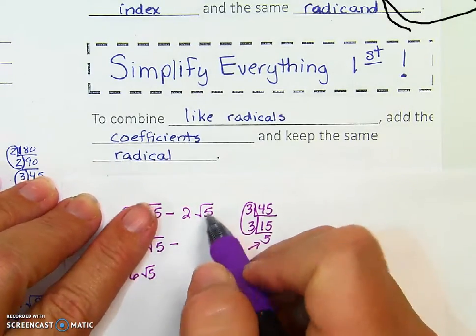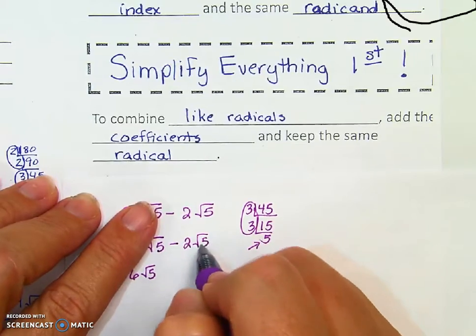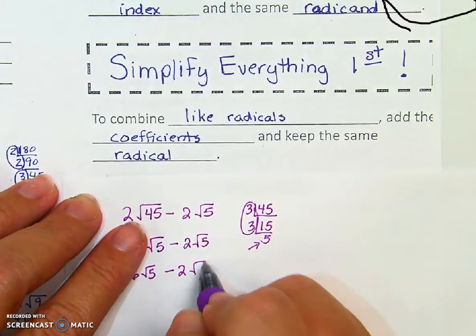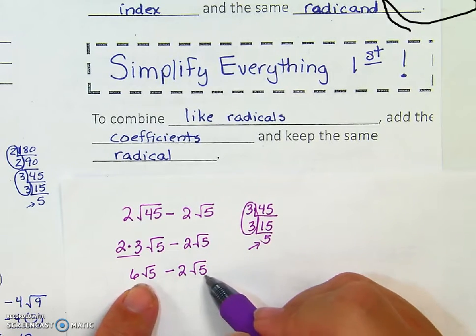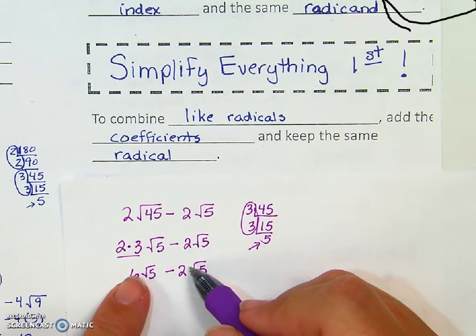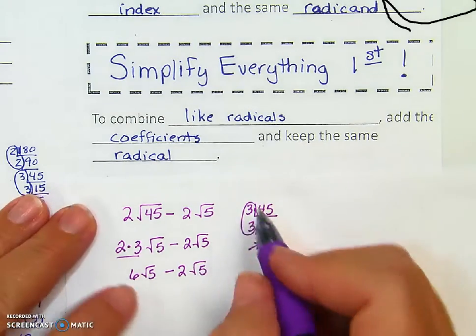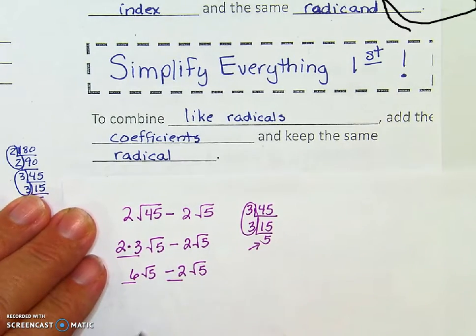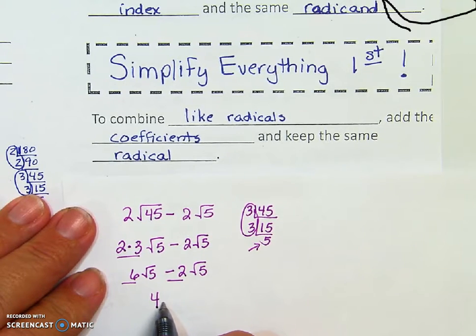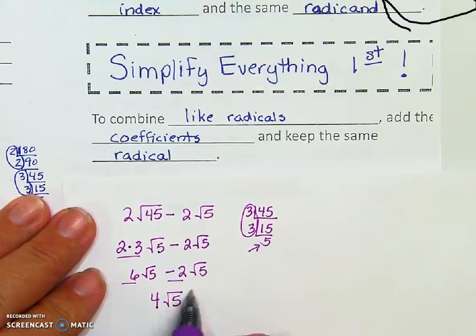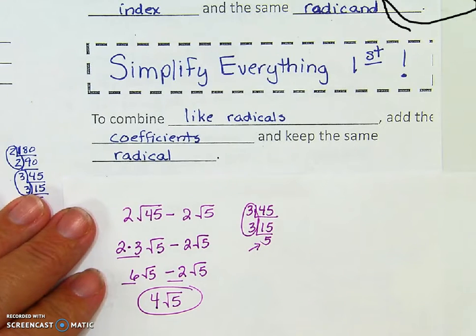We cannot simplify that radical, so we just simply bring it all the way down here with the other one. And so now I see that the radicand is 5, and they are both square roots, so I can combine those. So I combine those coefficients. 6 and negative 2 is 4. So I have 4 on the square root of 5 because we don't mess with that radical. Okay, I'll give you about 10 seconds there.